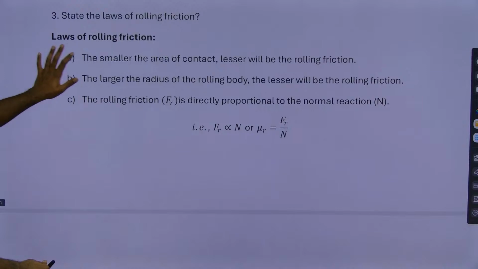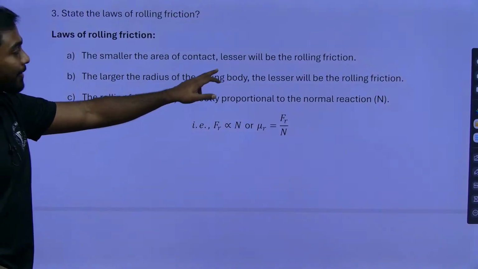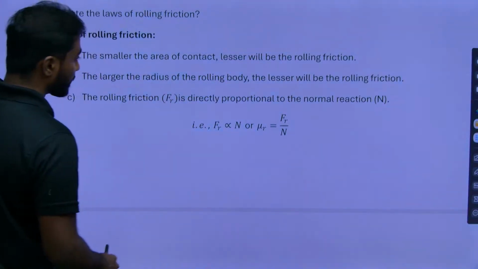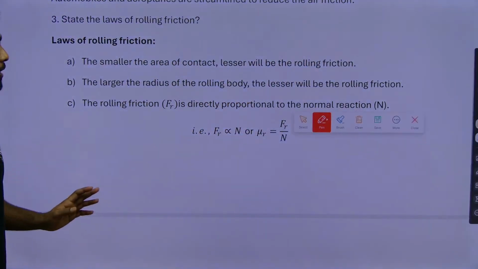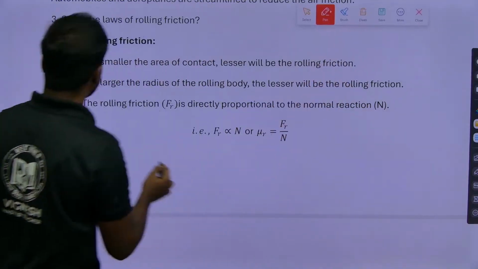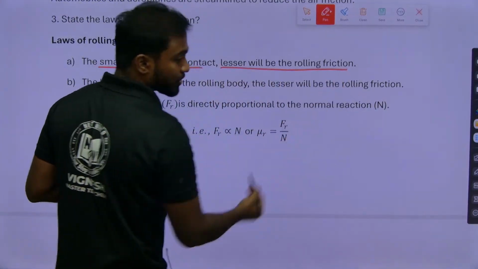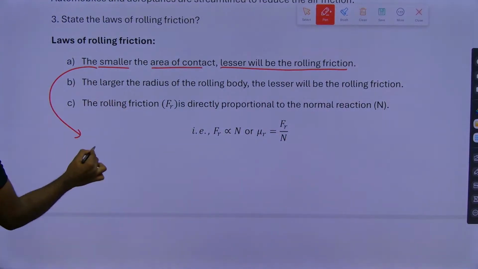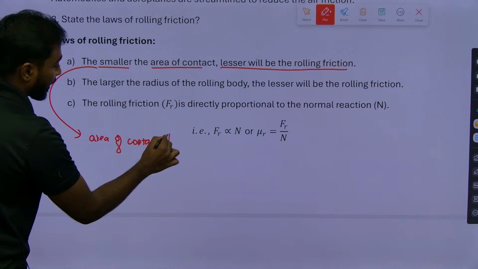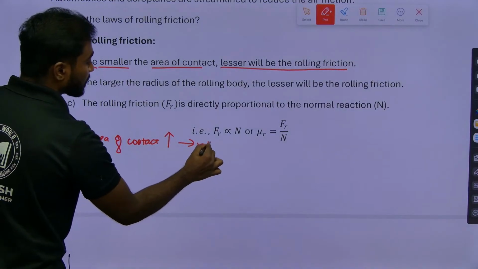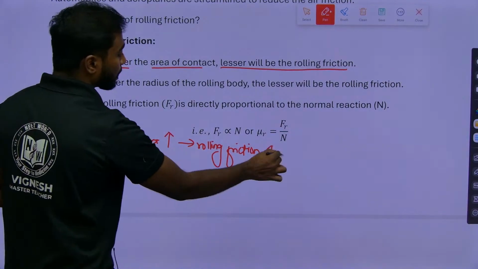Law of rolling friction, first thing: the smaller the area of contact, the lesser will be the rolling friction. What they are saying is, when the area of contact is smaller, the rolling friction will be less. Suppose the area of contact is high, then the rolling friction also will be high.